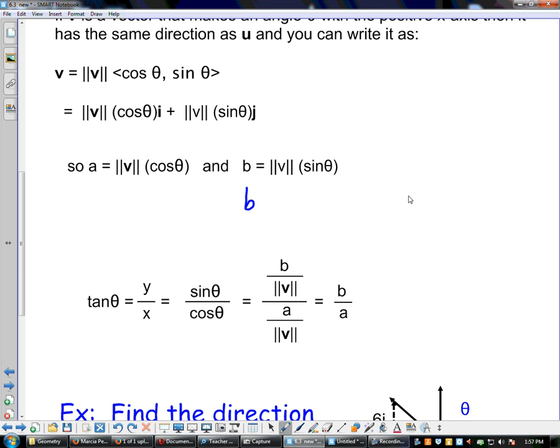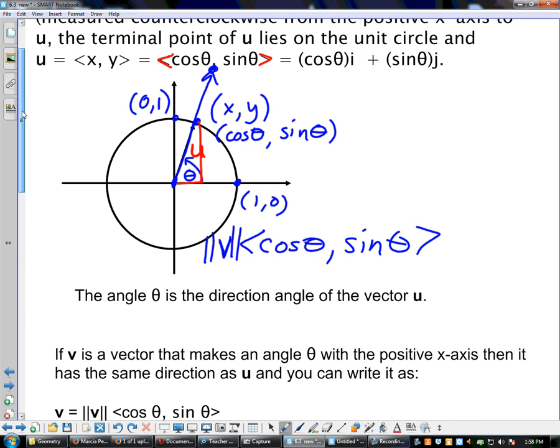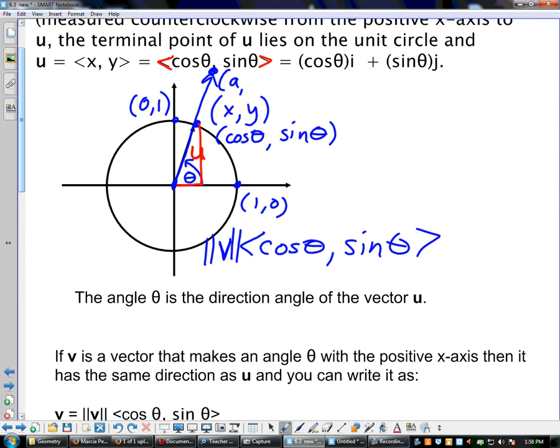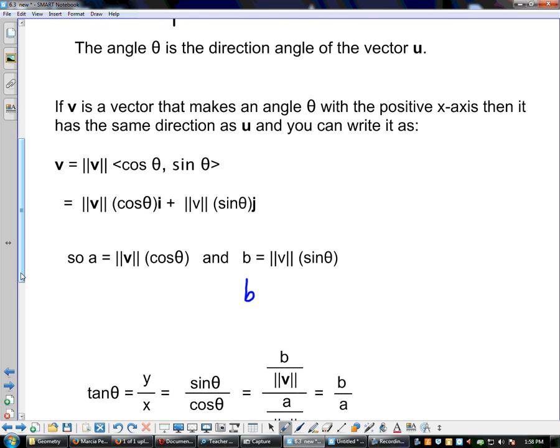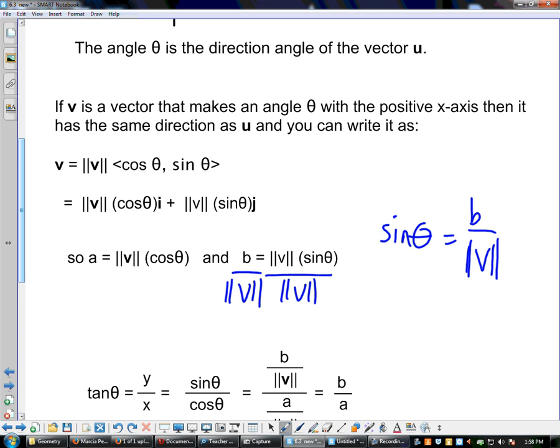Where did we get a? A and b would be this point right here. All right, sorry about that. That would be (a, b). So a is going to be the magnitude of v times cosine theta, and b would be the magnitude of v times sine of theta. So if I solve for sine of theta, I would have to divide both sides by the magnitude of v, so I would get sine of theta equals b divided by the magnitude of vector v.